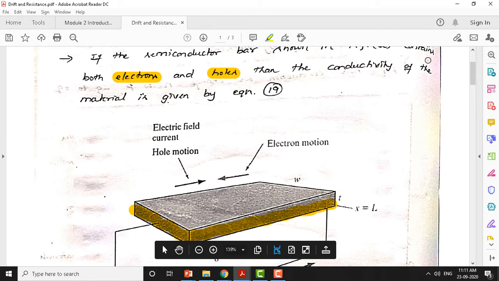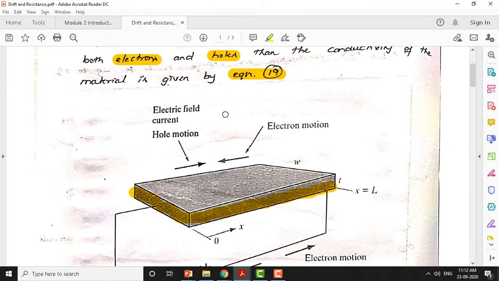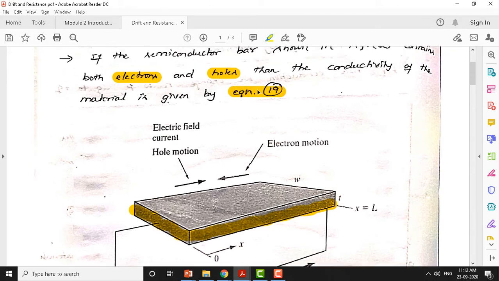Then the conductivity equation of this was already discussed in equation 19, which we discussed in earlier classes. In that we calculated conductivity. Conductivity, we said, is a sum of both electron conductivity as well as hole conductivity. Again, conductivity depends on mobility as well. So we know that the conductivity of a semiconductor follows this equation 19.